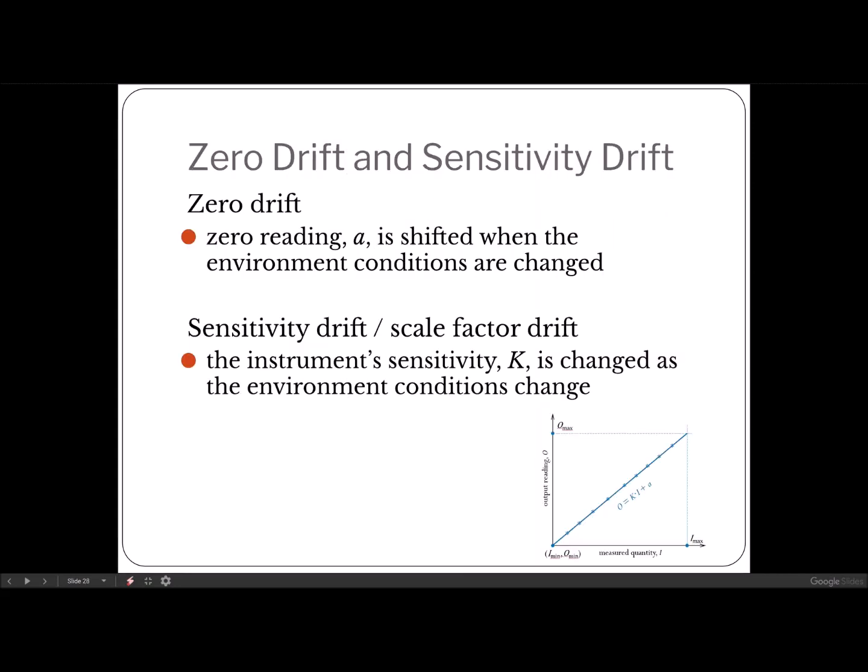So talking more about this sensitivity to disturbance, we have the effect of zero drift affecting the A in your linear relationship between output and input, and affecting the K, the gradient that correlates output and input. This explains what we just discussed in the previous slide.